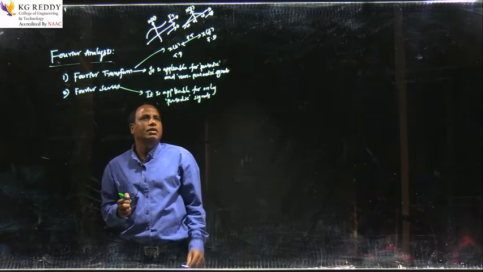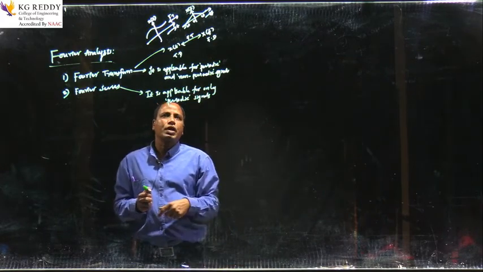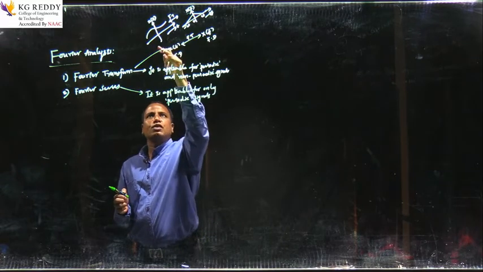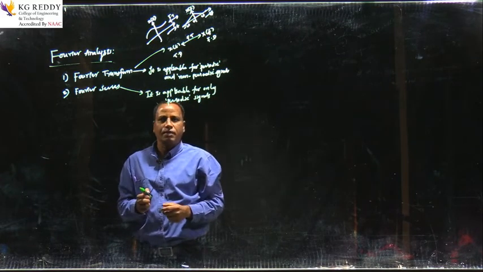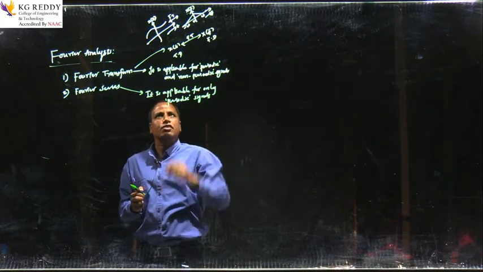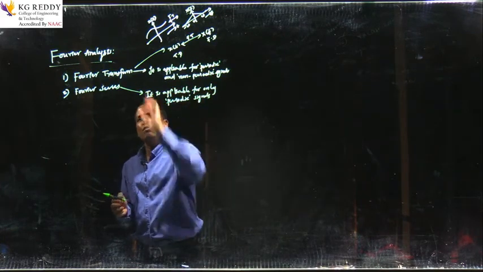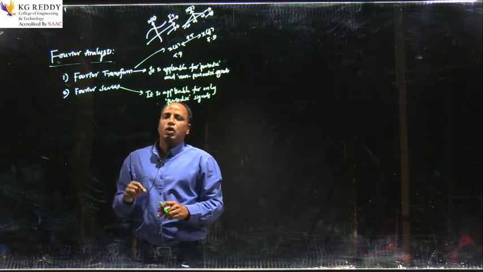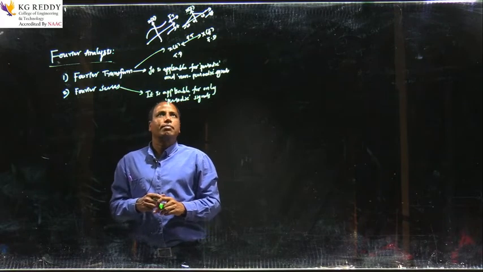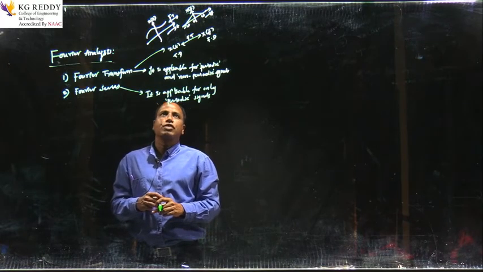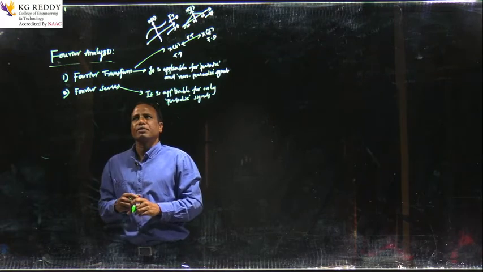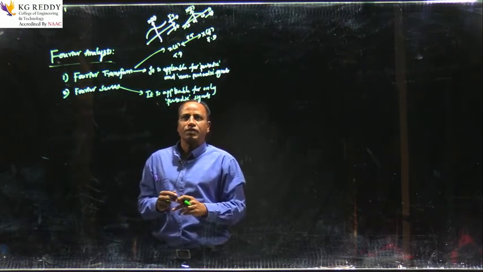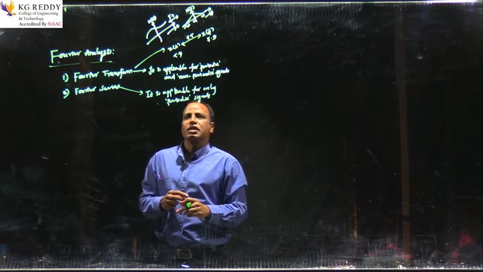Similarly, when I say it is applicable for periodic or non-periodic signal, in the sense a periodic time domain signal can be converted from time domain to frequency domain. Similarly, a non-periodic signal also can be converted from time domain to frequency domain with the help of Fourier transform. So the conclusion is, periodic and non-periodic time domain signals can be converted from time domain to frequency domain with the help of Fourier transform. That is the meaning of applicability of Fourier transform for periodic and non-periodic signals.